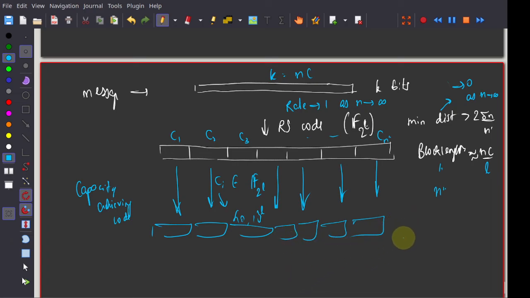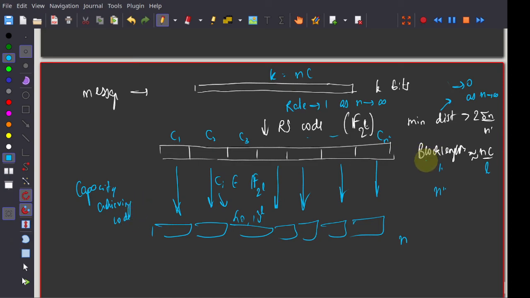So that the overall block length is now equal to n. This capacity achieving code is of a short block length. It has a very small probability of error and it has rate close to capacity. Now I've designed a two-stage coding scheme wherein I first encode the message using a rate almost close to 1 Reed-Solomon code, and then encode each block using this capacity achieving code.